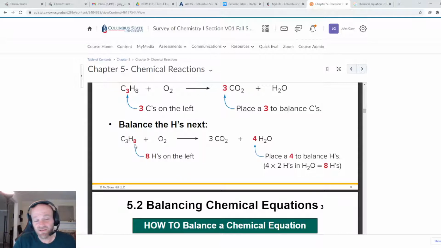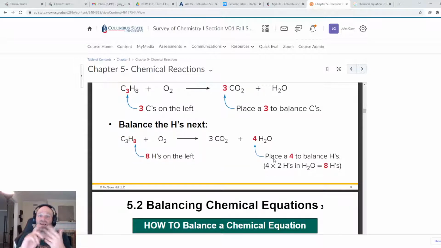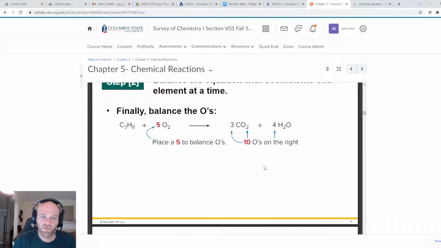You'll go from the C to the H and then balance on both sides. So start on the left, I count my atoms. I have 8 hydrogens. There's 2 tied up in water, so if I multiply that times 4, that gives me my 8 hydrogens. Now I have carbons and hydrogens balanced. I'm going to move on to oxygen. Oxygen has 4 on the right from the water, and then 6 from the carbon dioxide. That makes 10. So if I multiply this O2 by a coefficient of 5, that'll give me 10 total oxygens.